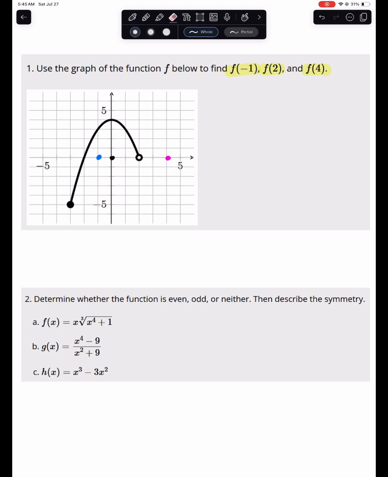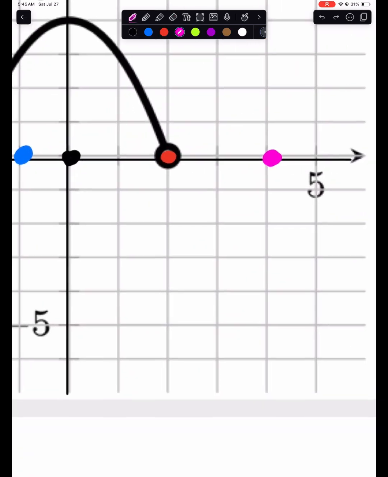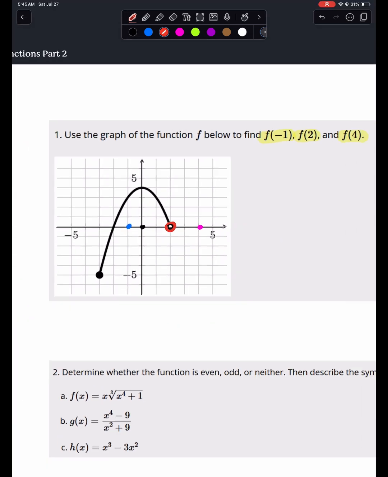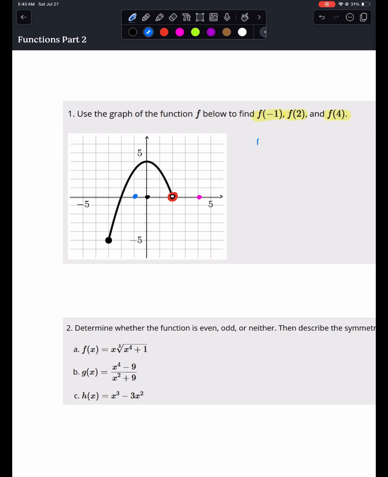Let me circle this actually. Sorry. Yeah. There you go. So for f of -1, our x will go up, right? And we see that is at y equals 3. So function value is 3, okay?